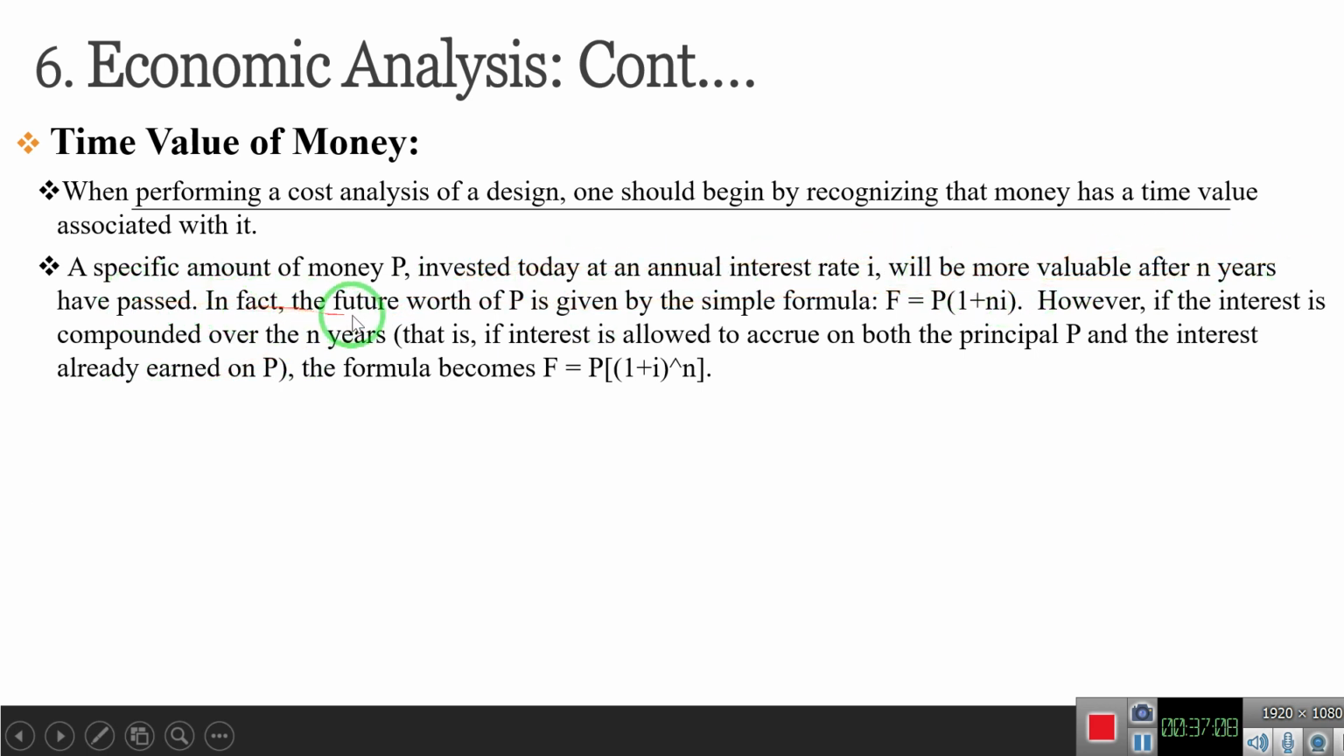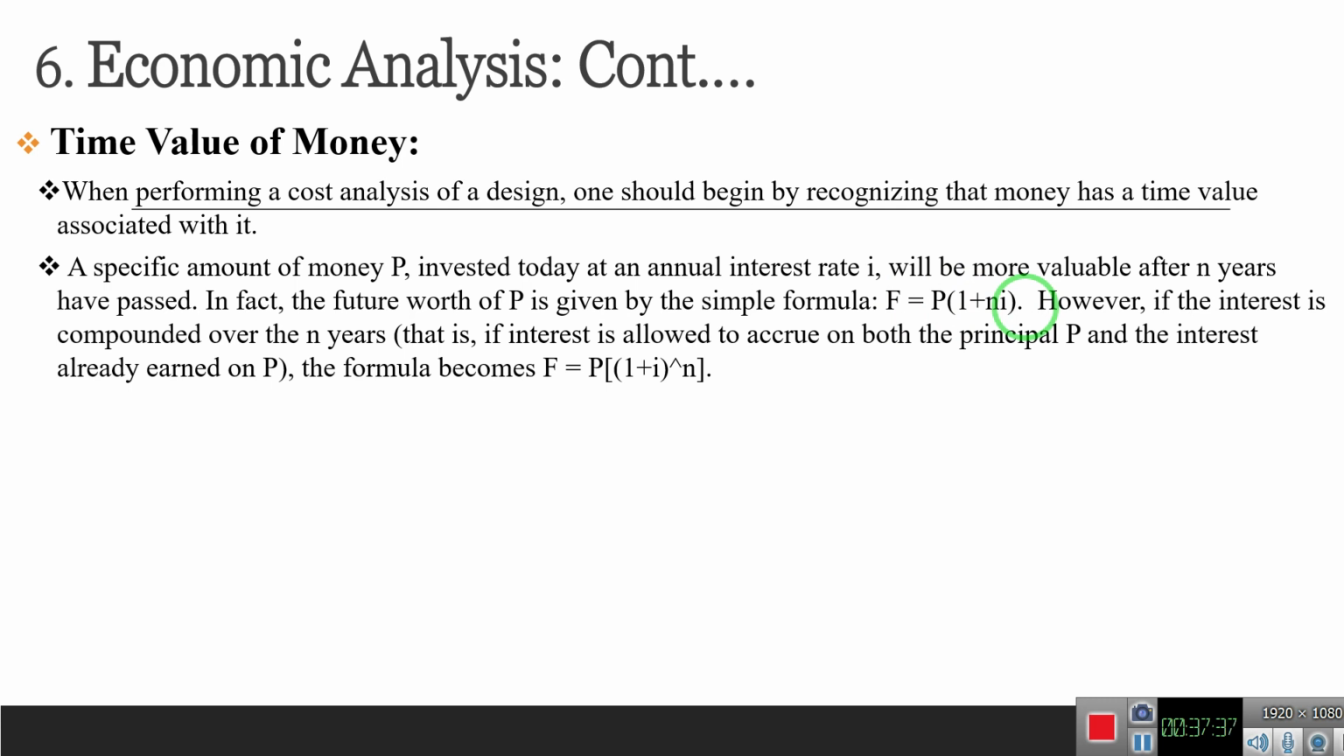In fact, the future worth of P is given by a simple formula. The future worth of P, that is F, the future value of the money, is equal to P multiplied by (1 plus Ni). Now calculate for 10 reals, with an annual interest of, let us take 10%, after 10 years. What is the future value of your money?